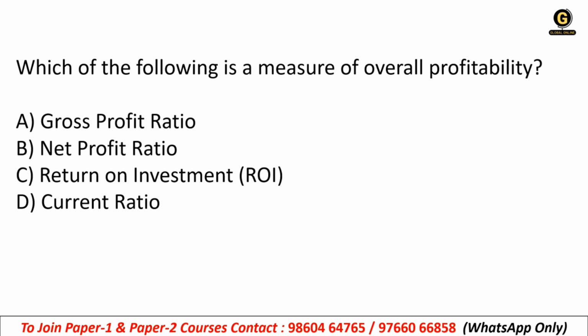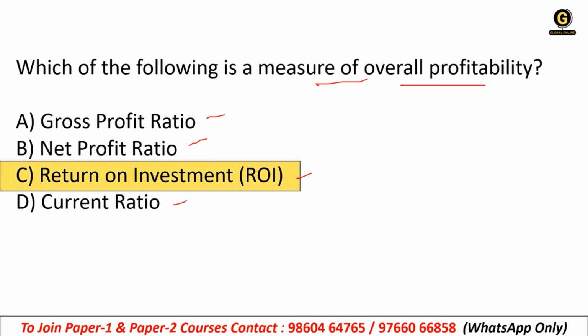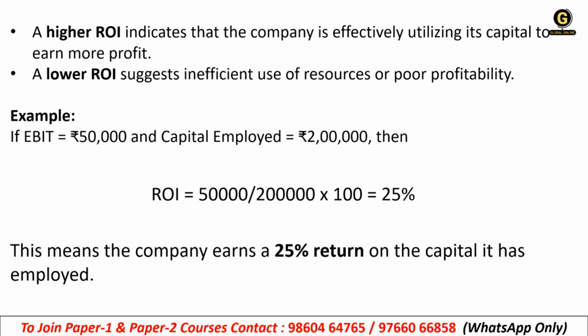Clear? Next, which of the following is a measure of overall profitability? Gross profit ratio, net profit ratio, return on investment, or current ratio? Give your answer. All right, so the right answer is option C, return on investment. See, a higher ROI indicates that the company is effectively utilizing its capital to earn more profit. If the return on investment is higher, the company is using its assets to generate more profit. If the ROI is lower, the company is not efficiently using its assets to generate profit. We call it inefficient use of resources or poor profitability.